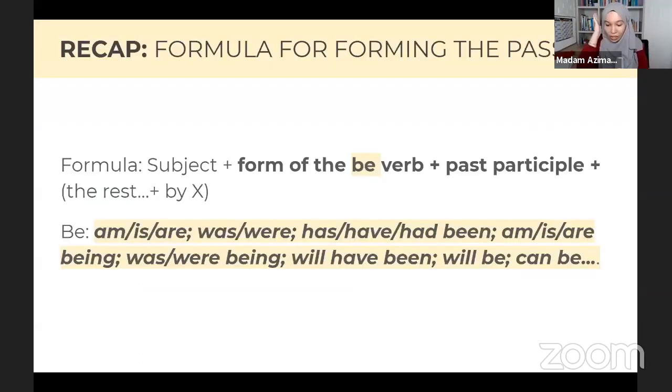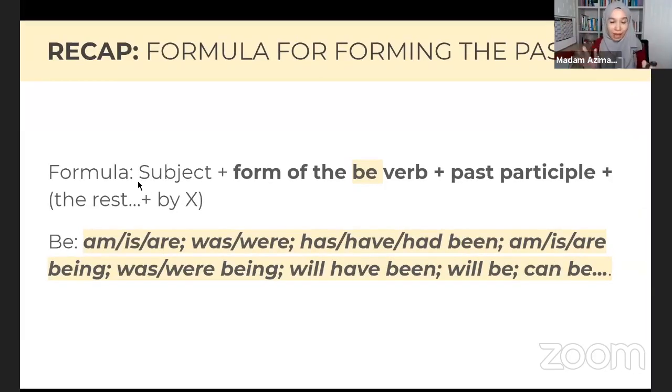Okay, so let's do a recap of this last formula, not the last formula. This is before we go to our speaking practice. Remember, recap. The formula for forming the passive is subject plus form of the be verb plus participle plus the rest of the sentence. And the be verbs are all of that and more. Okay.